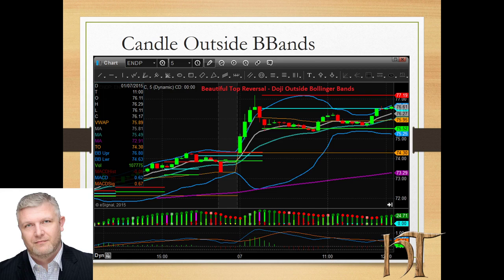Now, Bollinger Bands, they're very simple. You can see this chart here.